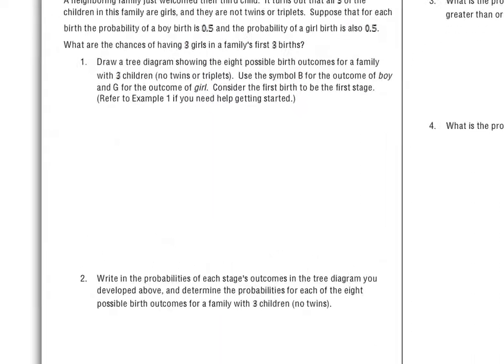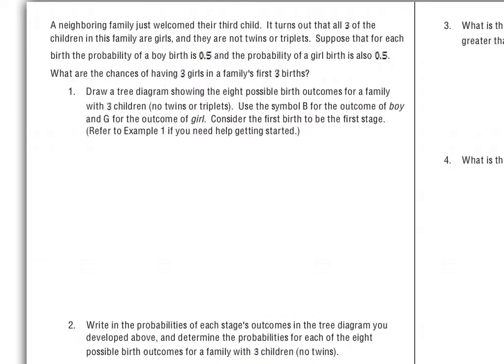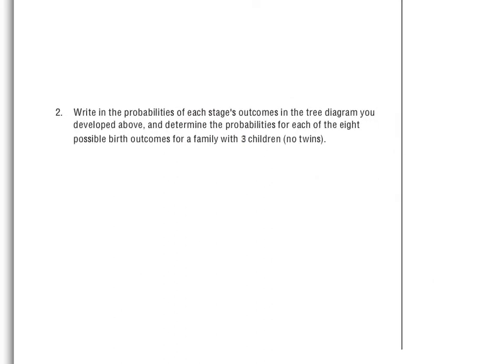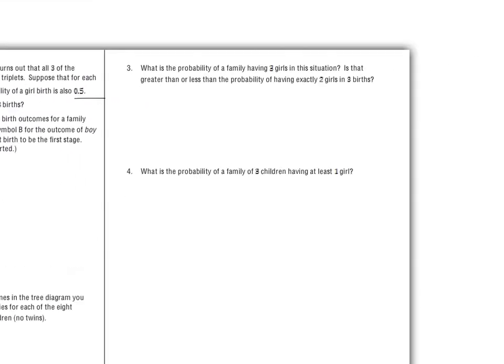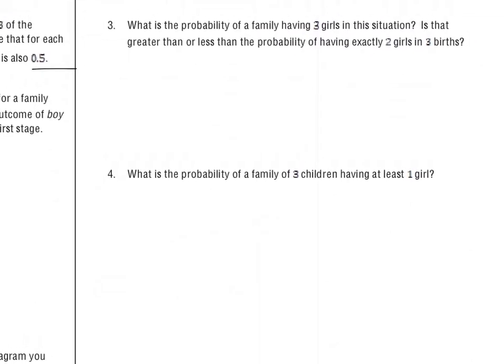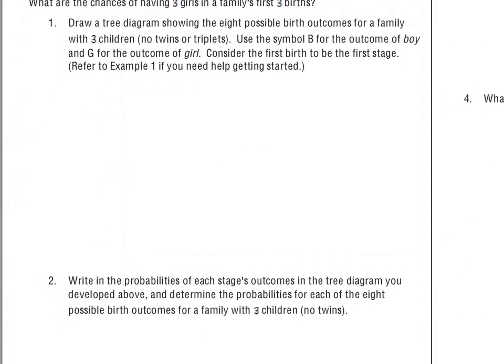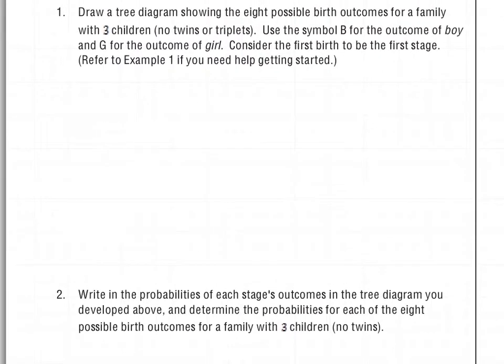Going ahead and looking at this problem, you should be drawing a tree diagram for this. This is, again, similar to a problem that you've done before. Go ahead and draw the tree diagram. Question number 2 asks you to add the probabilities into it. It tells you the probabilities are 0.5 and 0.5 to calculate each probability. Then answer the 2 questions. You guys should be able to do this all on your own and then come back and check in.